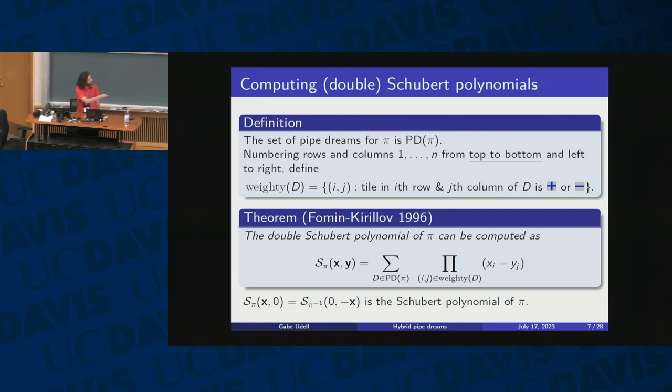We'll sum over all the pipe dreams, then we'll product over all the weighty tiles, taking this term x sub row label minus y sub column position. And this gives us the double Schubert polynomial.